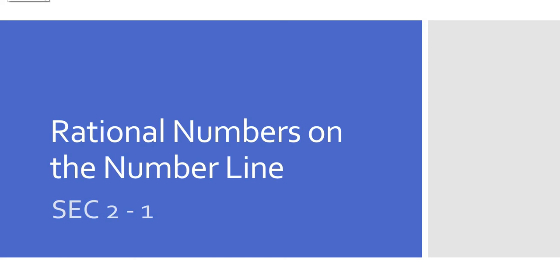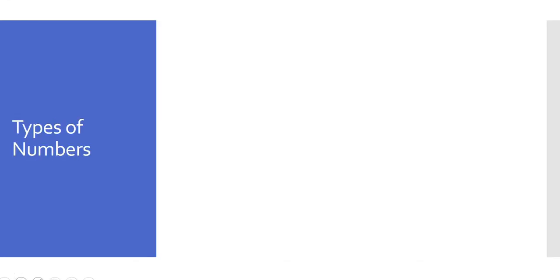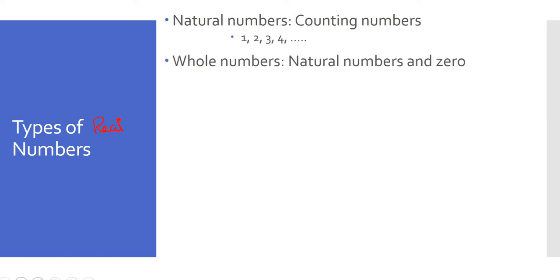Okay, section 2.1 is rational numbers on the number line. So let's take a look here. We've got several types of numbers that we can talk about, and this really should say types of real numbers. We'll talk about that in a minute. So the first thing we have is natural numbers, or the counting numbers. In other words, the numbers that we use when we count items, 1, 2, 3, 4, etc.